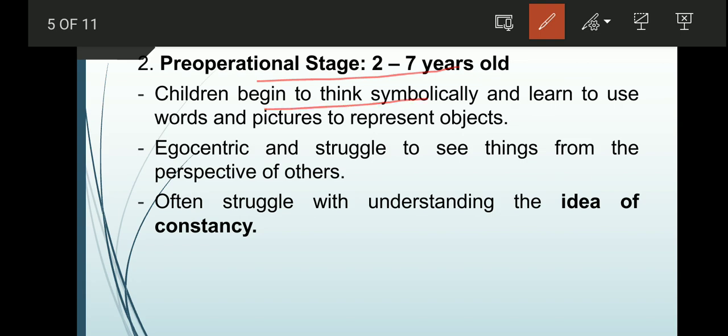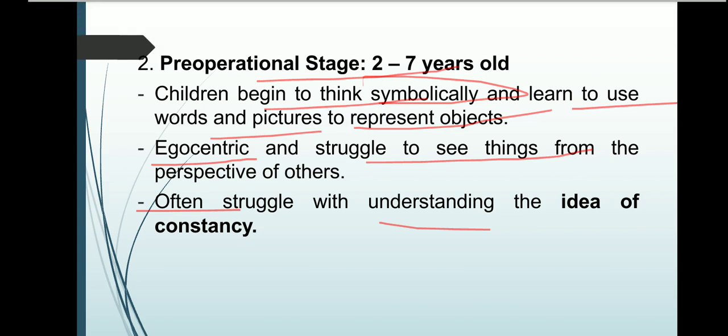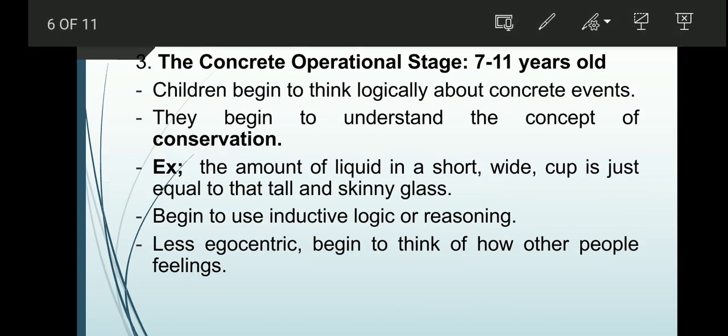So children begin to think symbolically and learn to use words and pictures to represent objects. Okay? They're egocentric and struggle to see things from the perspective of others. Okay? They often struggle with understanding the idea of constancy. The third one would be, I don't need to elaborate on it more because it's self-explanatory. I know you can understand all the terms, all the concepts that are presented in that stage.